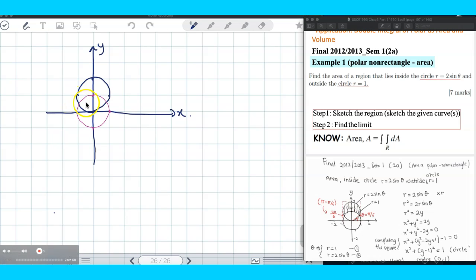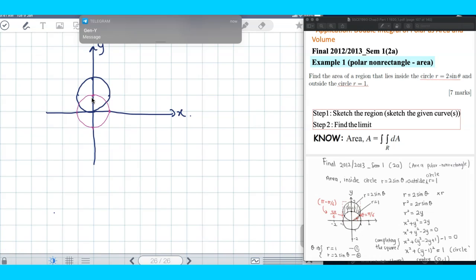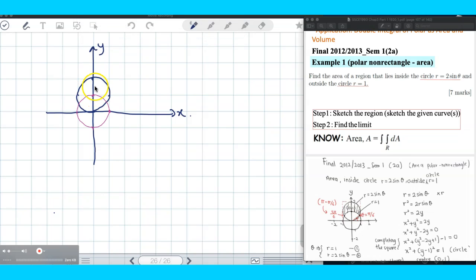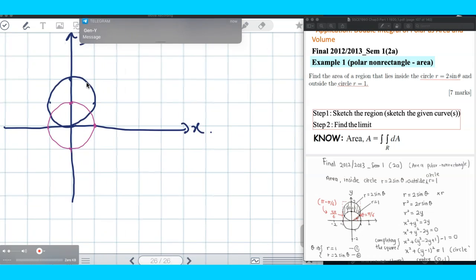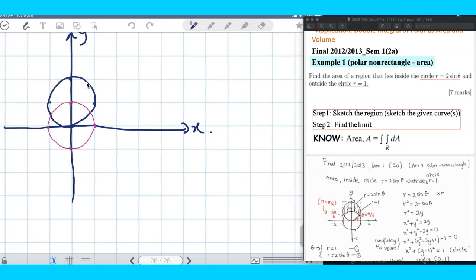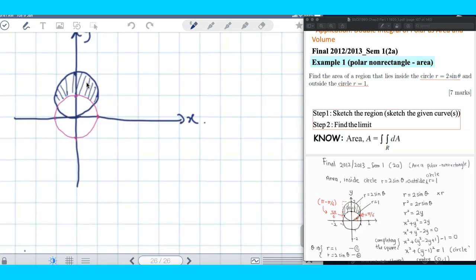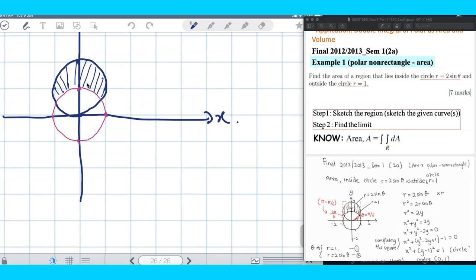r equals 2 sine theta. So in the previous example, we have sketched 2 sine theta. So we have the circle shifted where the center now is at (0, 1), and the circle with radius 1. So the region is inside the 2 sine theta but outside the circle. So then the region should be lying over here. Okay, outside the circle with radius 1 but inside the 2 sine theta.